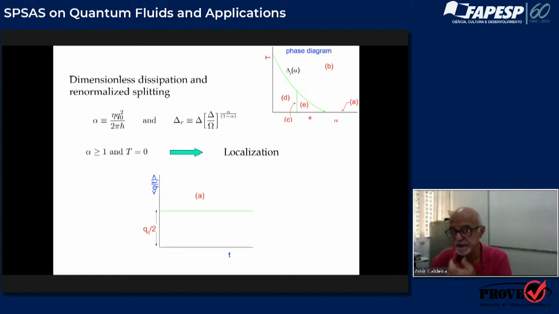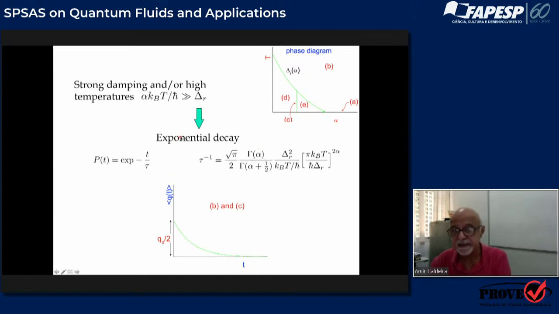Now, if I just turn on the temperature of the system, I come to this region B. For region B, what happens is that we have exponential decay. So I place my particle on one side of the barrier, and then it will relax exponentially to zero. Namely, the probability will be one on one side, and then it will become half and half, but then it will decay exponentially. So that's what happens for this B region here, which is quite large, for finite temperatures, once we have the temperature above this line here.